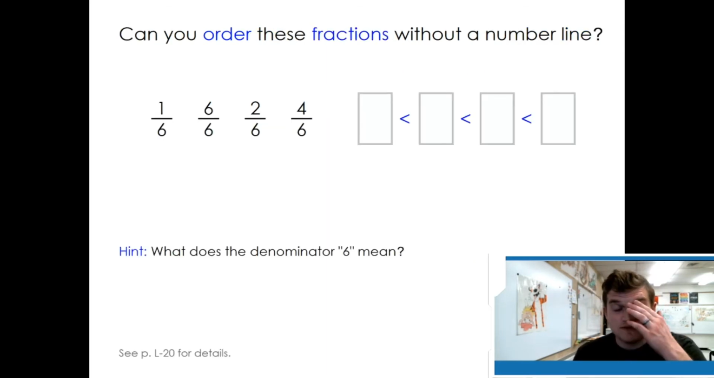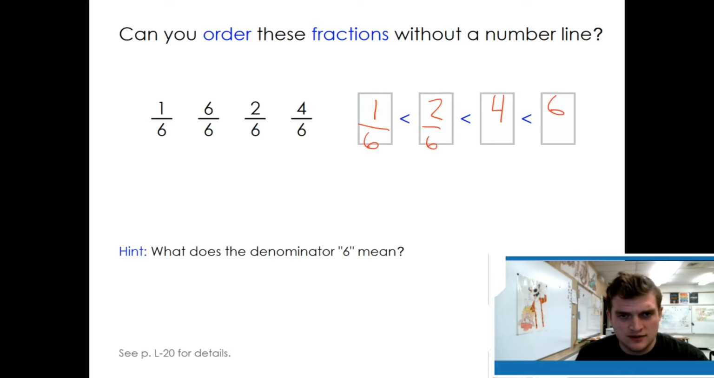Can you order these fractions without a number line? Yes, I certainly can. If I start from least, I'm going to start with 1, then I go to 2, 4, 6. I'm going to add those denominators. Those don't change. What does the denominator 6 mean? It means there are 6 equal parts.